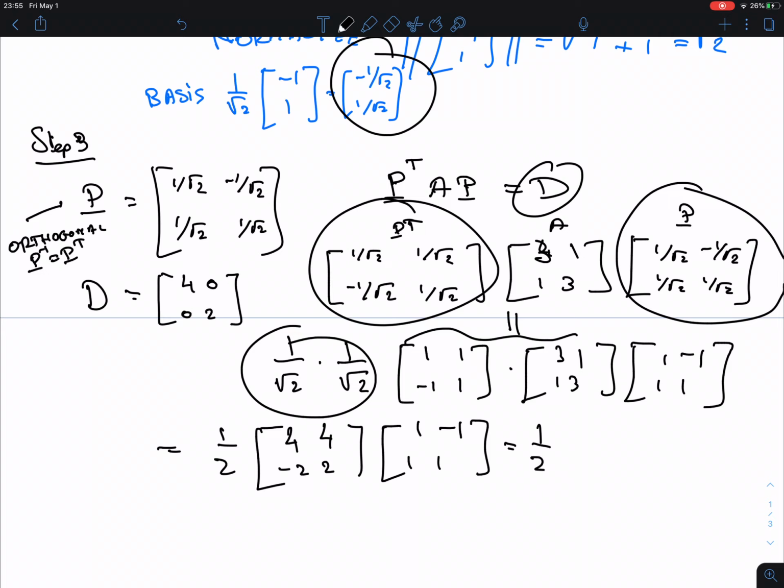It's a half, don't forget that half there. First row. 4 plus 4, that is 8, minus 4 plus 4 is 0, minus 2 plus 2, I'm doing row 2 now, and then finally the last element is minus 2 plus 2, that's 4. And a half of this is exactly 4, 0, 0, 2, the diagonal matrix.